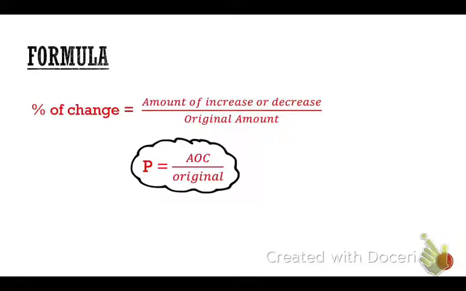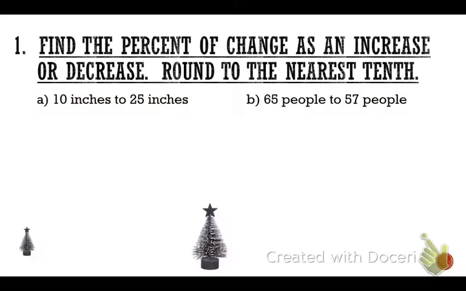P, or the percent, equals AOC. Does anyone think you might know what AOC stands for? What do you think, Tacoby? Amount of change. Amount of change, very good. So you're going to take the amount of change and divide it by the original amount. So everyone say AOC. AOC. Divided by original. All right, so we're going to use that formula to help us on our problems today.